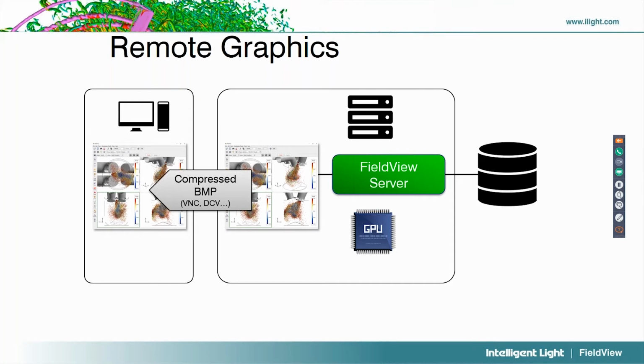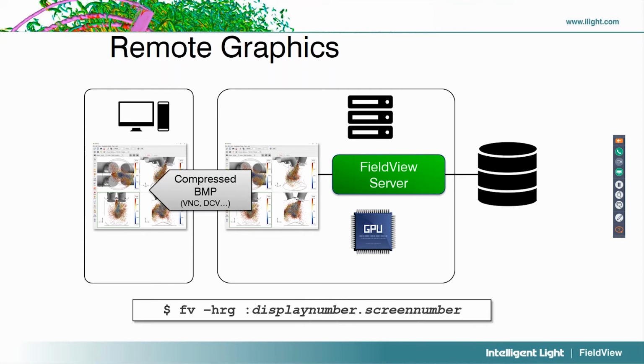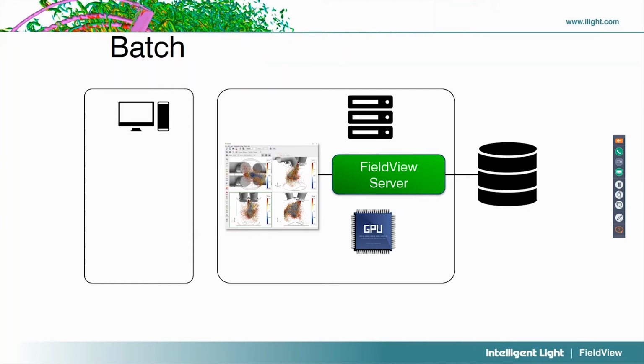And FieldView works really well with environments like VNC or DCV, where compressed bitmaps are being sent through the network and being displayed locally while the rendering is remote. The only thing you may need to know about this mode is that you may have to launch FieldView with the -HRG command line option for hardware remote graphics in case you're seeing performance problems, and that's what's going to give you the best performance for running with remote graphics.